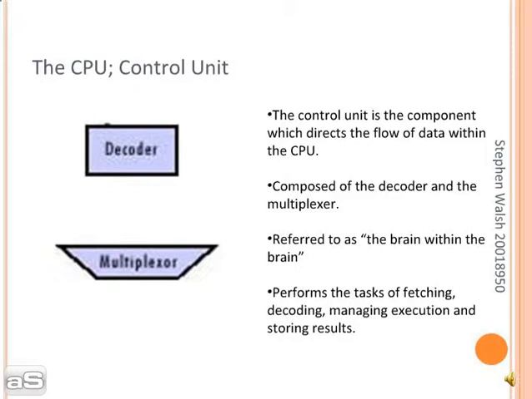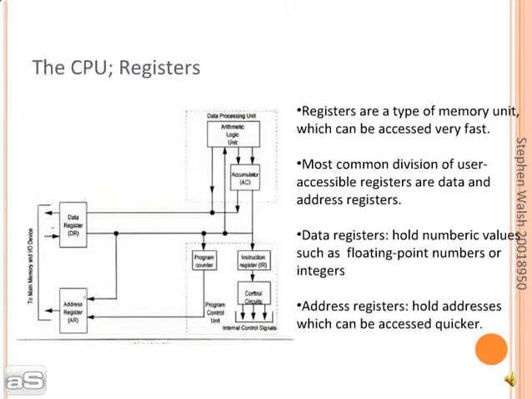The control unit is often referred to as the brain within the brain of the computer. The control unit is the component which directs the flow of information within the CPU. It is composed of the decoder and the multiplexer, and performs the tasks of fetching, decoding, managing, execution, and storage of results. Registers are a type of memory unit which can be accessed very quickly.